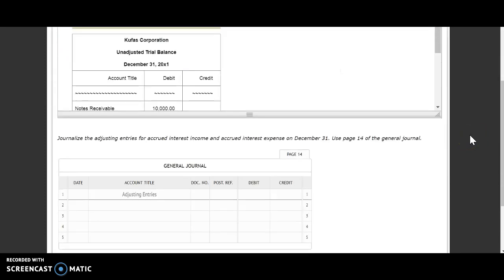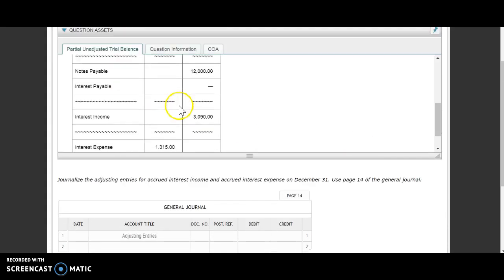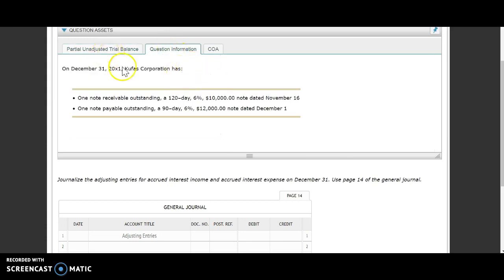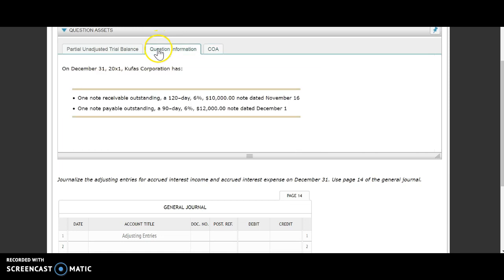Our first step says that we're going to journalize the adjusting entries for accrued interest income and accrued interest expense on December 31st. We're going to use page 14 of the general journal. So here they show us an unadjusted trial balance. They give us our question information and then our chart of accounts. We need to look at our question information to help us figure out what our adjusting entries are going to be for interest income and interest expense.